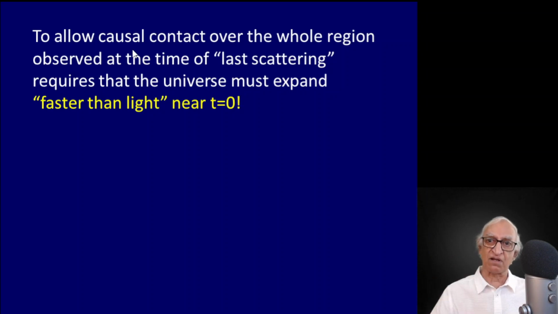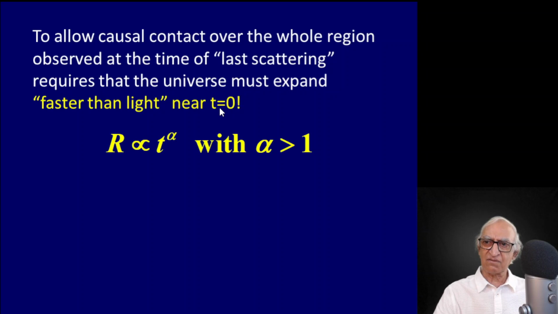That would have been possible only if at an earlier time the universe had expanded faster than light near t equal to 0. Yes, you heard me rightly. The universe must have expanded faster than light. Now, what do I mean by that? I mean that the scale factor of the universe must have been proportional to t to the power alpha, where alpha cannot be 1/2, which is radiation-dominated era, or 2/3, which is matter-dominated era, but alpha must be significantly larger than 1, which corresponds to a universe expanding faster than light.